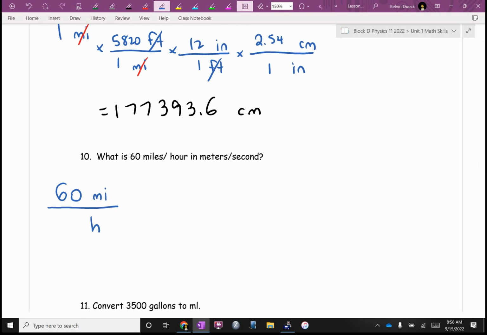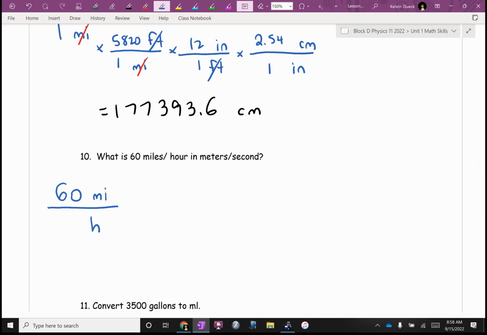Brian, we're going to do two things. We're going to change miles into meters, and we're going to change hours into seconds. We don't do them at the same time. Which one do you want to do first, Brian? Do you want to change miles to meters or hours to seconds? Okay. Does anybody know how many meters there are in a mile? What can I change miles into?